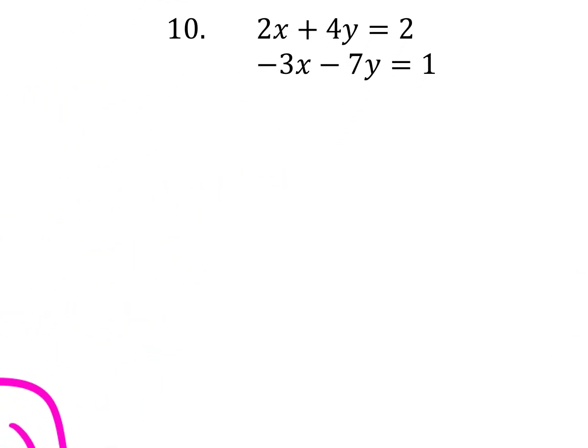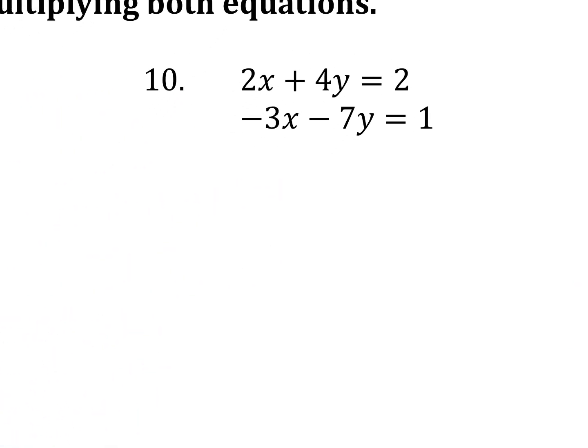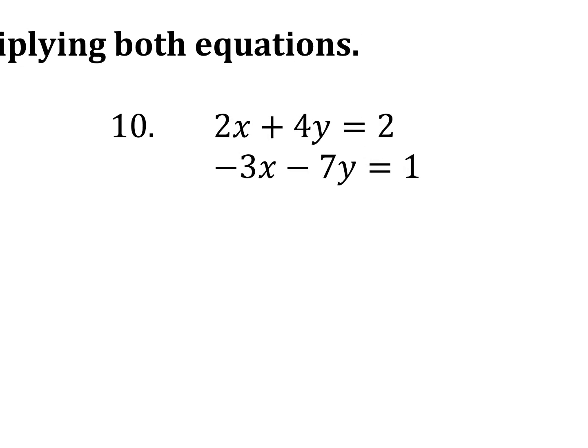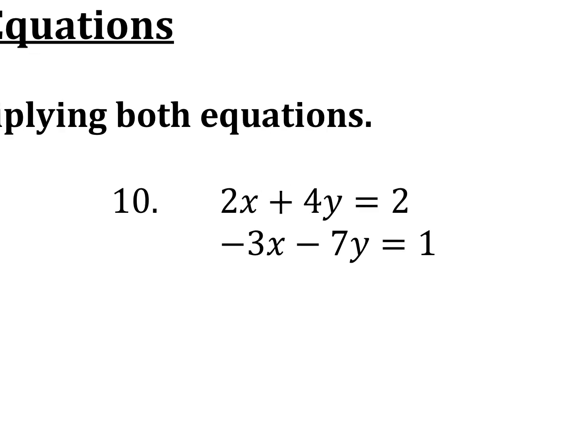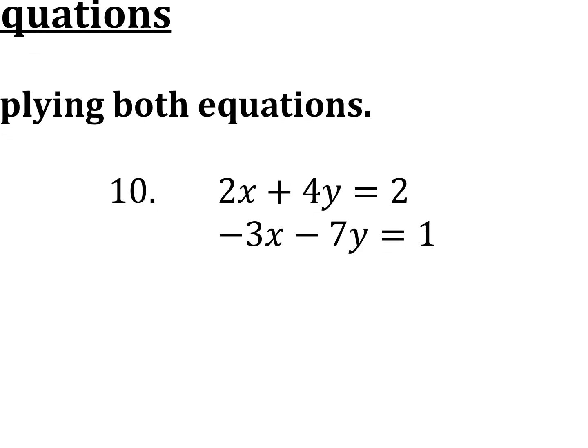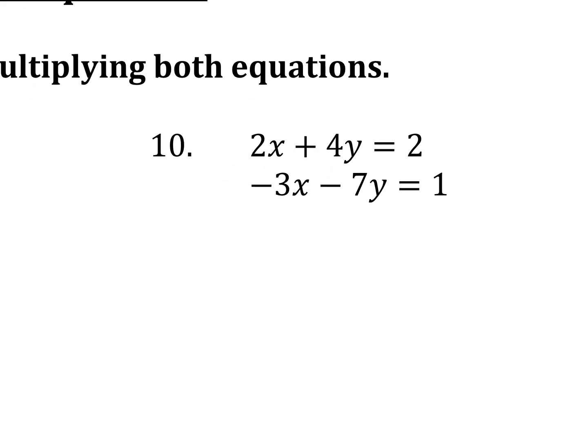Okay, so we canceled the x's before. If you want to cancel the x's, you could multiply the top by 3 and the bottom by 2 to get 6x and negative 6x. I want to cancel the y's, though, just to get some more practice. So what would the least common multiple between 4 and 7 be? I think that's 28. If we count up by 7, 7 doesn't divide by 4, 14 doesn't, 21 doesn't, but 28 does. So we need to multiply to get 28.